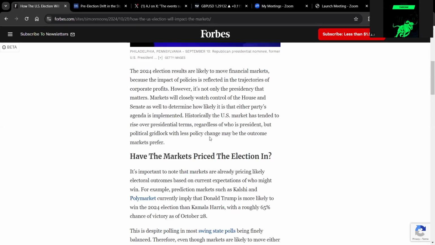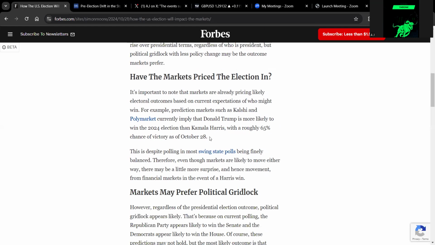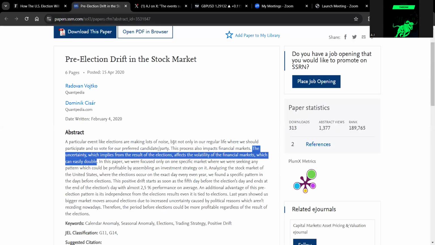The first thing you need to understand is whether the market has priced in the election results, and how do we determine that in terms of volume. The uncertainty implied by the result of the elections affects the volatility of the financial markets, which can easily double. So these events tend to bring in market volatility, and that volatility doubles. That's the first thing we need to know.